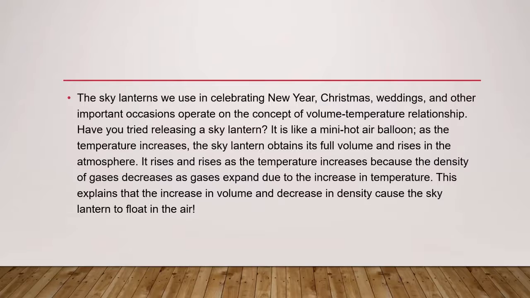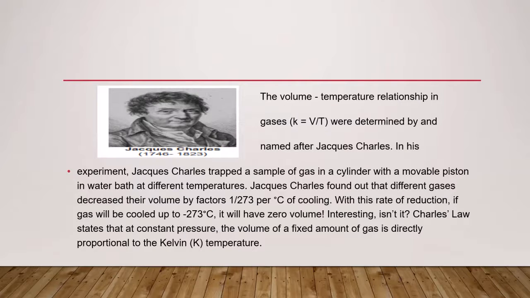The volume-temperature relationship in gases, k = V/T, was named after Jacques Charles. In his experiment, Jacques Charles trapped a sample of gas in a cylinder with a movable piston in a water bath at different temperatures. He found out that different gases decrease their volume by a factor of 1/273 per degree Celsius of cooling. With this rate of reduction, if a gas is cooled to -273 degrees Celsius, it will have zero volume.